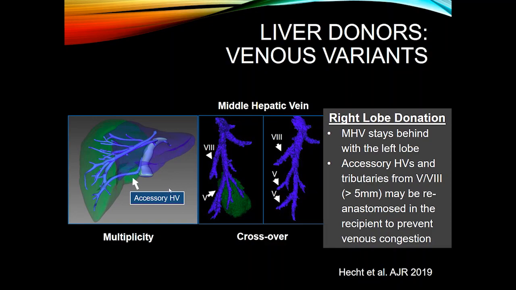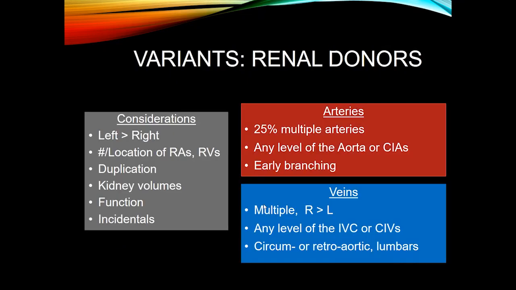Now, accessory hepatic veins, we will see not uncommonly. If they are large enough, they will be reanastomosed into the recipient to prevent congestion. It's important to note not only the size, but also the location, how much below the confluence the accessory hepatic vein is, so that the surgeon understands how to dissect to get to it. Segment 8 and 5 may drain into the middle hepatic vein, and so this should be noted. Again, the size of the vessel will impact whether a reanastomosis is required.